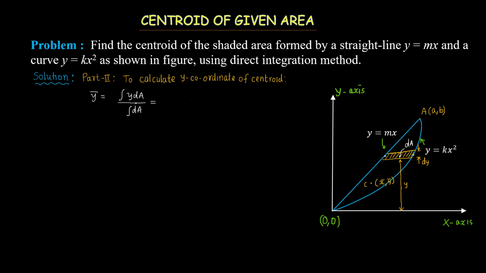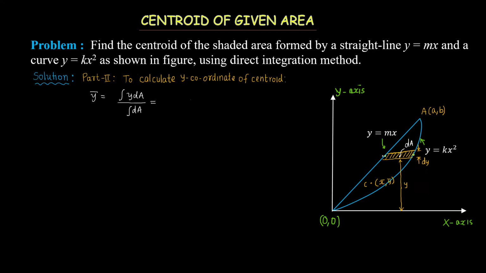Now we want to find the area of the thin strip, that is dA. The area of the thin strip will be given by the length of the strip into the thickness of the strip. The length of the strip is nothing but the difference of the x coordinate here and here. Between these 2 points, the difference of the x coordinate will give us the length of the strip.